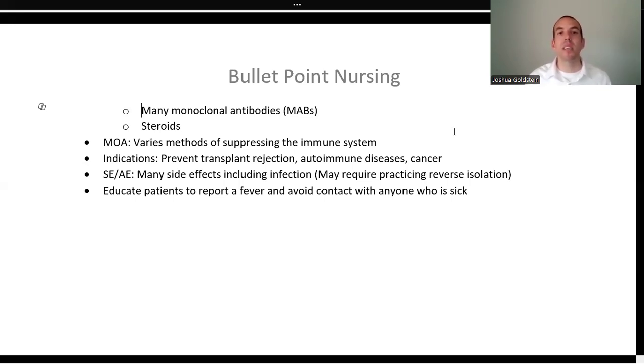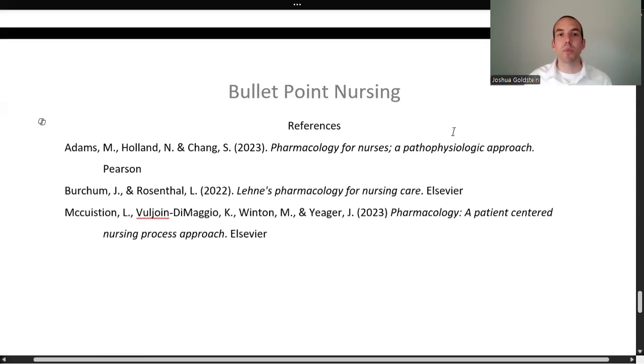Just know these basics, what they're used for, and always, if a patient's on an immunosuppressant, educate them to immediately report a fever, to avoid contact with anyone that's sick, possibly to wear a face mask if they're going around other people, etc. If you have any questions, please reach out.